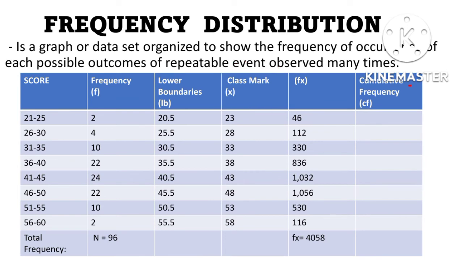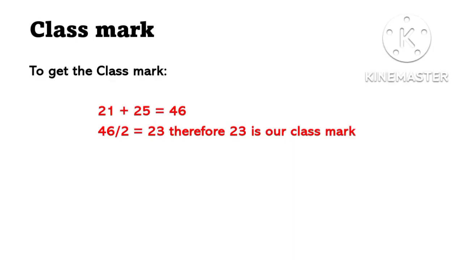To get the class mark, again, we will look at the scores. Let's say, for example, we have 21 to 25. We will add 21 plus 25, which is equal to 46. 46 divided by 2 is equal to 23. Therefore, 23 is our class mark.